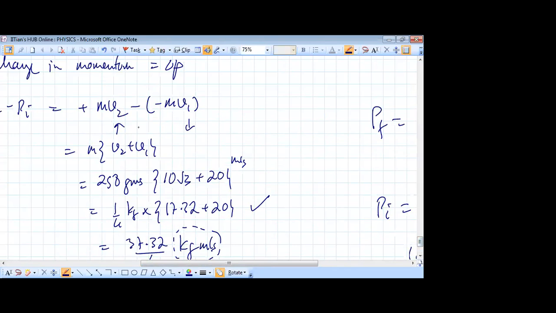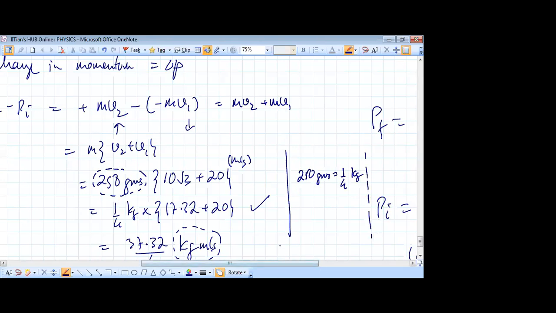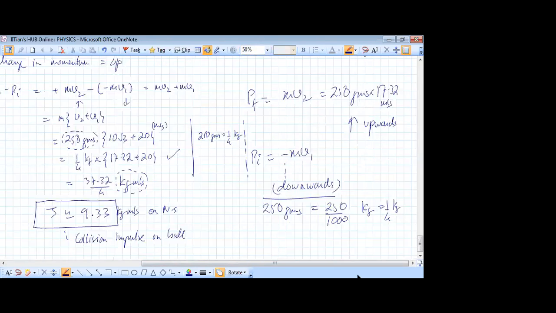So change in momentum becomes mv2 minus minus, so plus mv1. I've taken the mass common. Now the mass is 250 grams, and v1 and v2 are both in meter per second. So 250 grams is converted, which is a separate thing. 250 grams is the same thing as 1/4 of a kg. That is the conversion I have used. Alright, I hope this is clear.